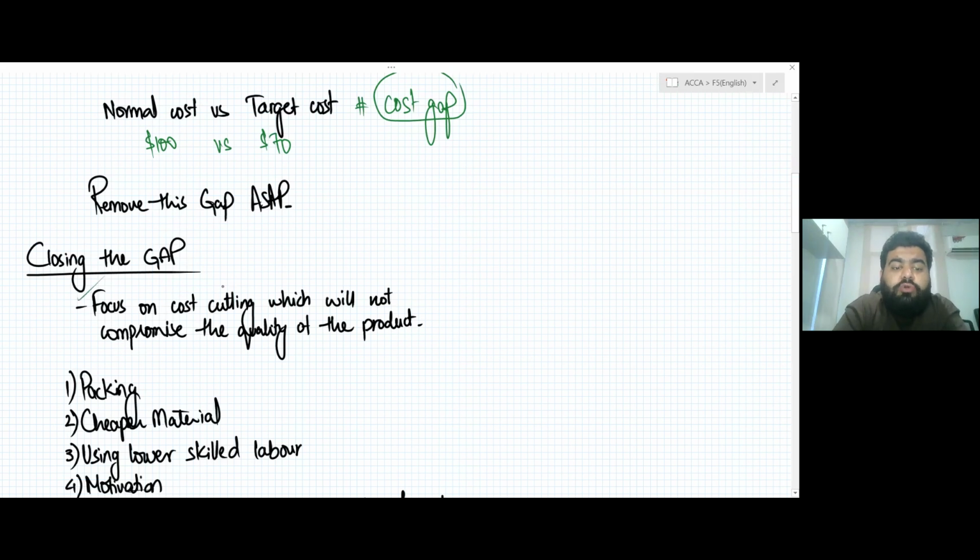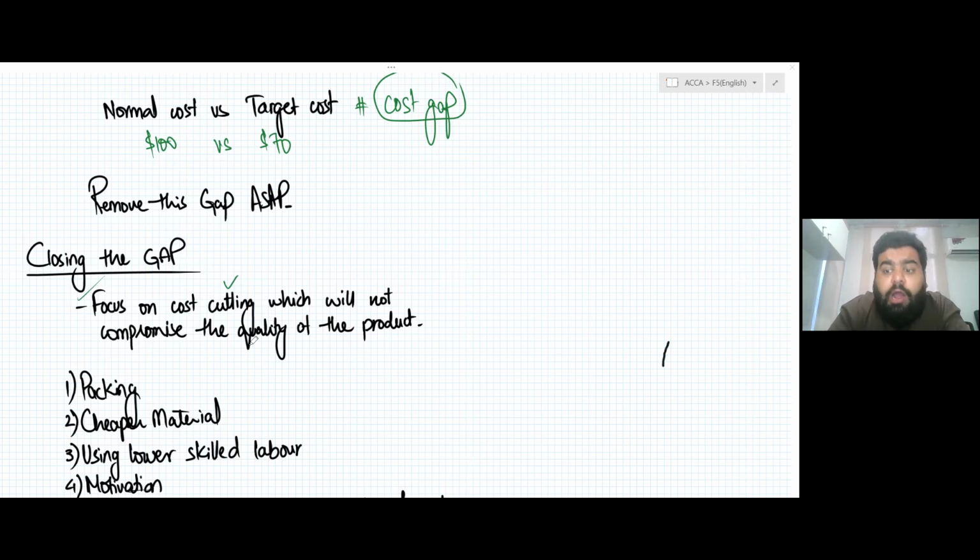So focus on cost cutting which will not compromise the quality of the product. I have told you upward that you shouldn't compromise quality. You have to do the cost cutting, but how? Your quality must not go down. If the quality goes down, then there is no benefit of using target cost, because with quality down, again, customers will take the product the first time, but they will not be retained, they will not come again, they will not be loyal to you. Obviously, you are not giving the best quality to them.